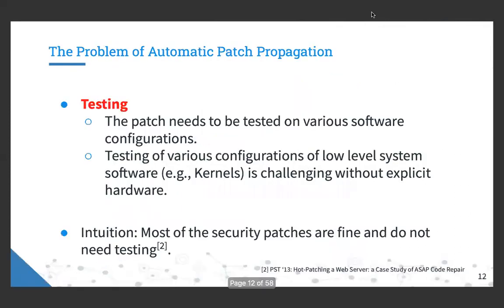One of the main important things that we need to solve in automatic patch propagation is testing, because any patch, when automatically propagated to the vendor repositories, has to be tested across various software configurations of the underlying software. And testing of various configurations of low-level software, such as kernels and bootloaders, is challenging without hardware. And most often, the testing requires manual intervention.